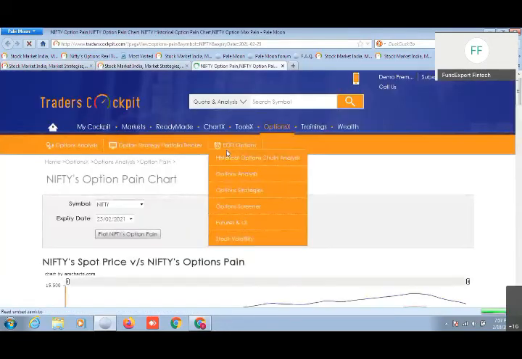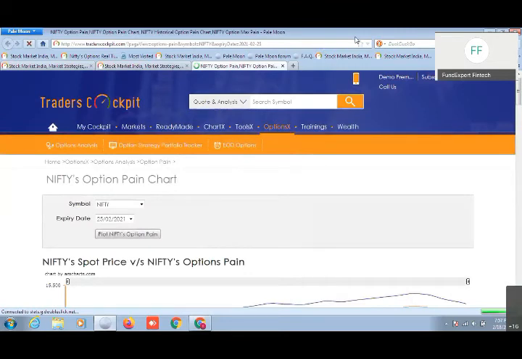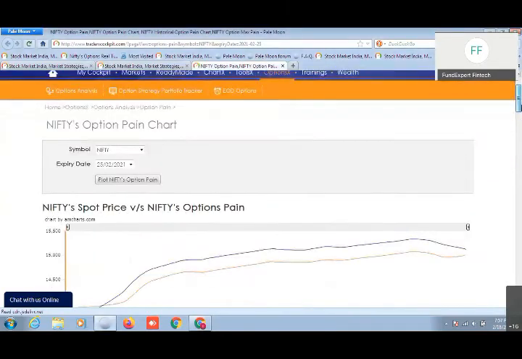Now, option, okay, how many of you are aware about the option pain data? Any idea about the option pain, how to analyze that one? If yes, then you can put it in the chat log there. I'm asking about the option pain, like this one, the option pain line.